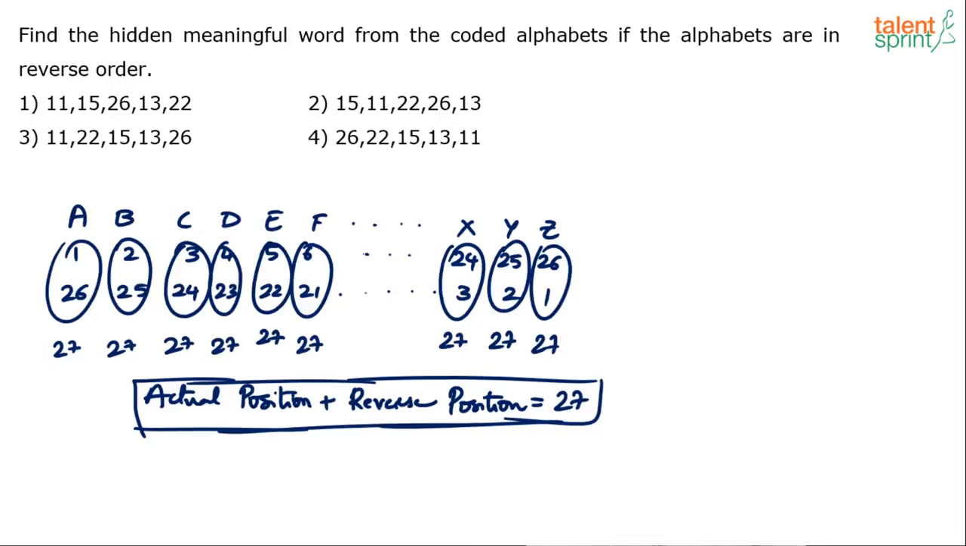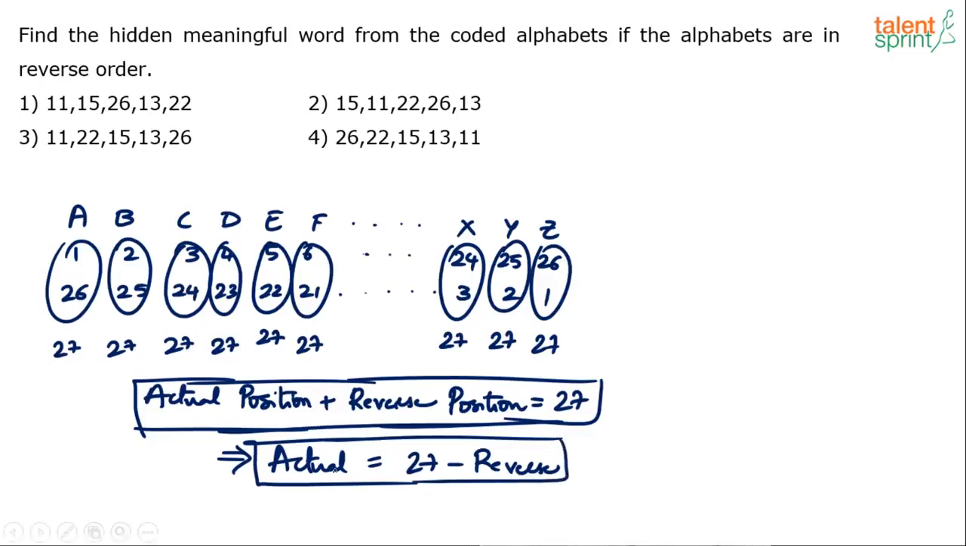Now what does it say? Find the hidden meaningful words from the coded alphabets. So basically it says this is the 11th letter in the reverse order. Now 11th in the reverse order, meaning what will it be in the forward order? 27 minus 11. Say 27 minus reverse position. So for me to find the actual position, what should I do? Actual position will be equal to 27 minus reverse. Just remember this. Yes or no? It's going to be 27 minus reverse.